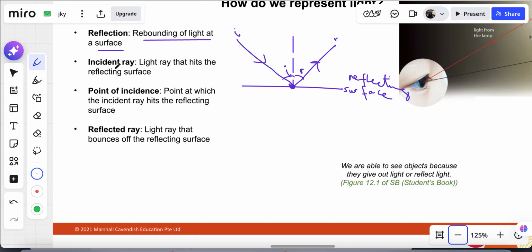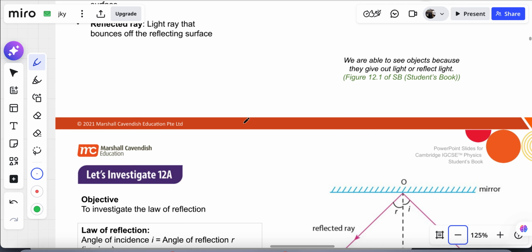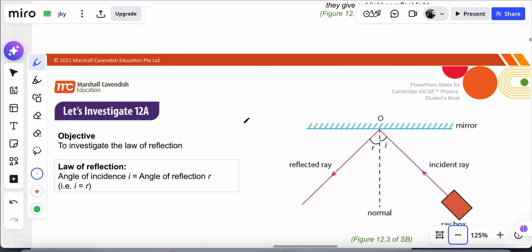What is reflection, what is the incident ray, and what is the point of incidence: the point at which the incident ray hits the reflecting surface is called the point of incidence. So we need to know all these definitions. Now let's take a look at a simple example.